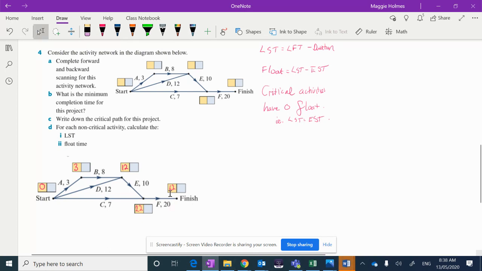Backward scanning, the last box is going to be the same. And to complete our backward scanning, we are subtracting the durations from our latest finishing times. So the latest that this can finish is 42, so we subtract 20 and we get 22. We then subtract 10 and we end up with 12. So at the latest, it can finish at 12 here.